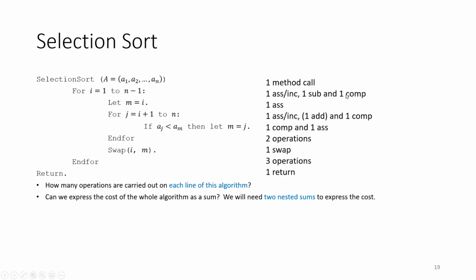But for this line, I'm going to count this as 3 operations: the assignment or increment, depending on when we hit this line, plus the comparison and the subtraction that I have here as well. Okay. Next line, one assignment. That one's pretty straightforward. And then entering into the next loop.